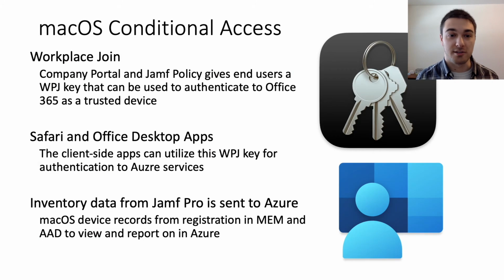So to quickly summarize on macOS conditional access, there's a workplace join taking place, and that Jamf policy gives the end user that workplace join key and allows them to authenticate. The Safari and desktop apps utilize that client-side key to authenticate, and the inventory data from Jamf Pro is sent to Azure when the device registers and on a regular basis. If anything changes about the device, Jamf Pro will inform Azure about that.